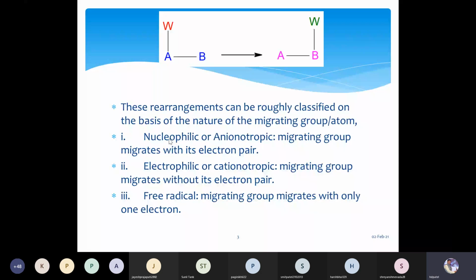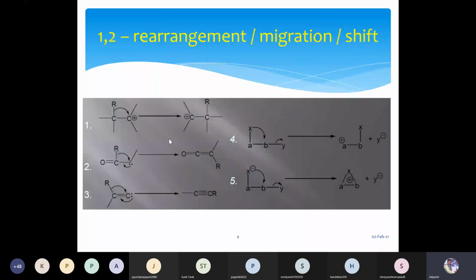Now, next one, when it migrates, some changes will take place. As I said in the beginning, I have simply shown you that W is migrating from A to B. But now, how it migrates: this C plus carbon you have to consider as B, and this carbon where R is attached you should consider as A, and R equal to, suppose, W. So now you are having WAB.